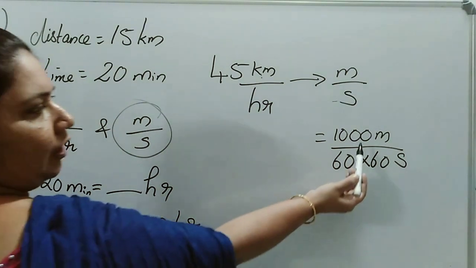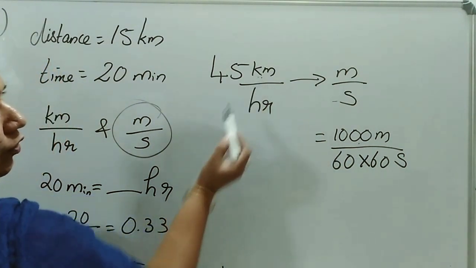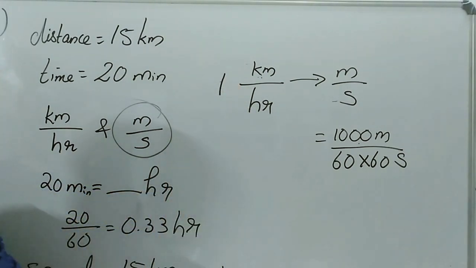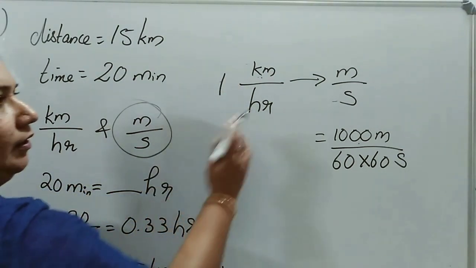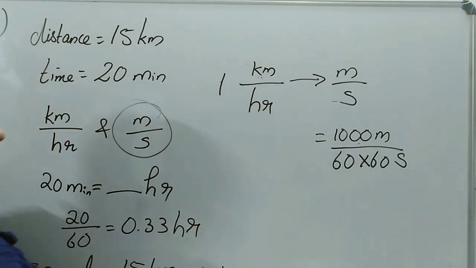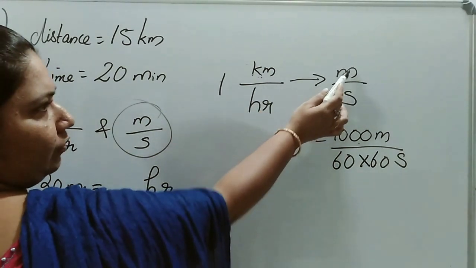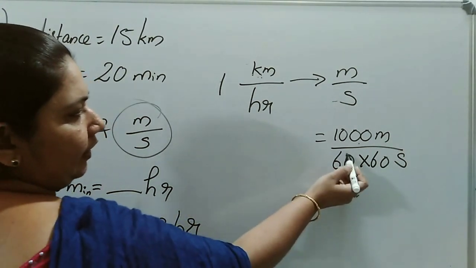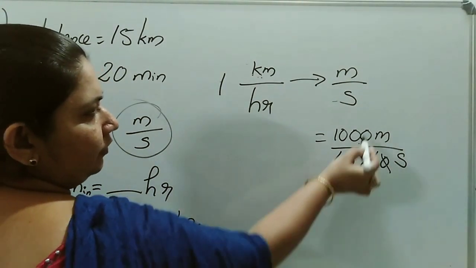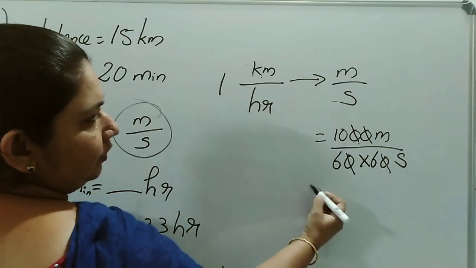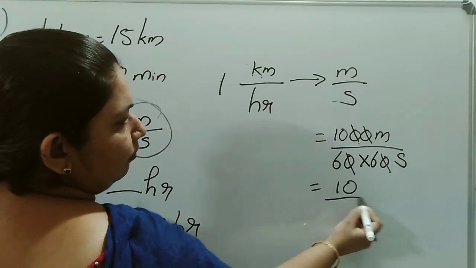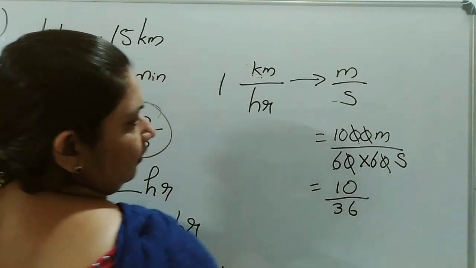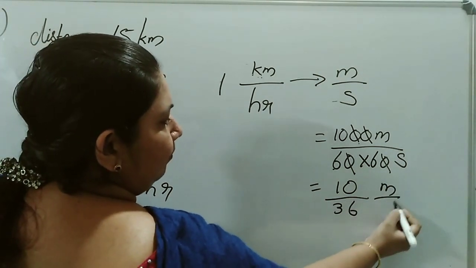I repeat, 1000 meter is 1 kilometer. So we are going to convert a basic concept. We are going to convert 1 kilometer per hour to meter per second. How will you convert? 1 kilometer is 1000 meter, and 1 hour is 60 into 60 seconds. Now we can cancel 2 zeros here. So finally we will get 10 by 6 into 6, 36. That much meter per second.